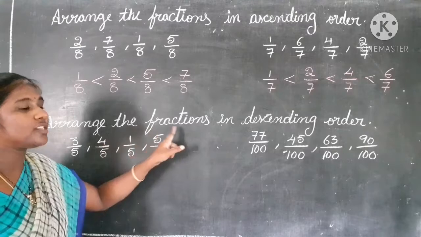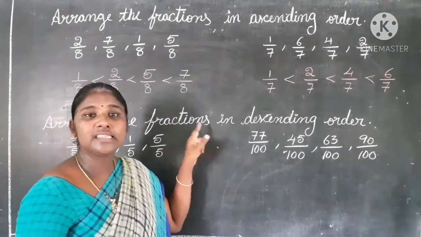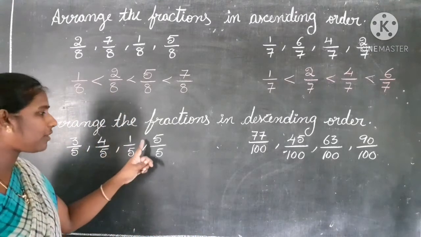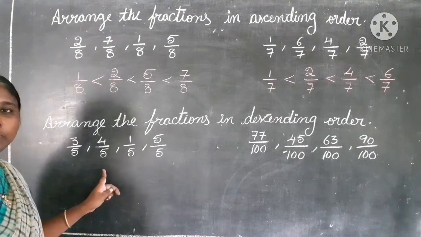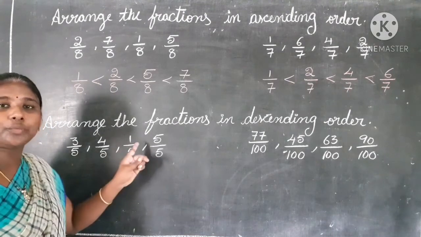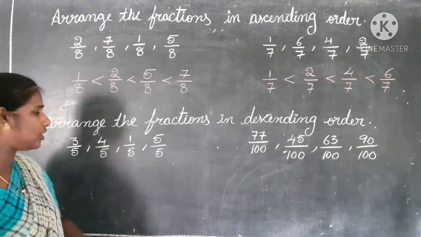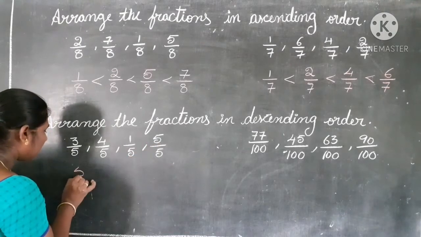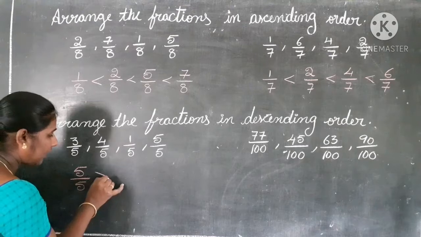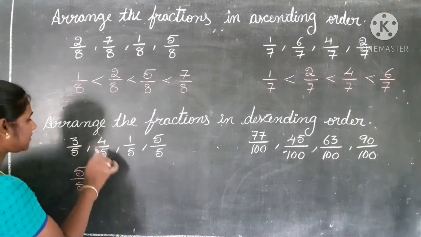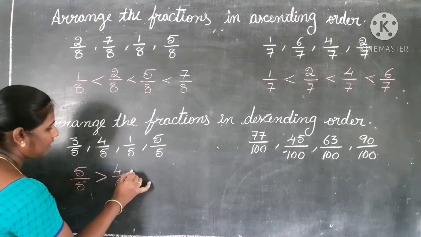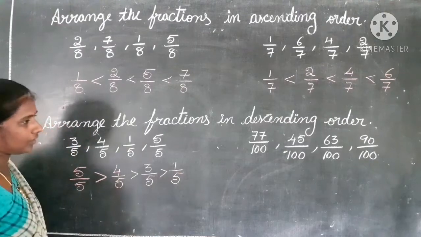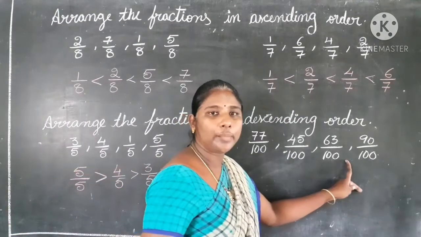Next, arrange the fractions in descending order. Descending means bigger fraction to smallest one. Here we have 3 by 5, 4 by 5, 1 by 5, 5 by 5. All the denominators are the same. When the denominators are the same, the bigger numerator gives the bigger fraction. The numerators are 3, 4, 1, 5. The biggest one is 5, so first 5 by 5, greater than, next 4 by 5, next 3 by 5, next 1 by 5.